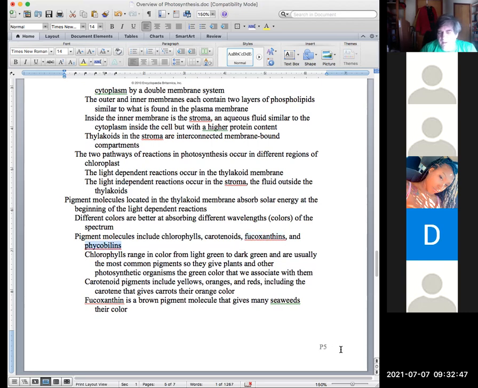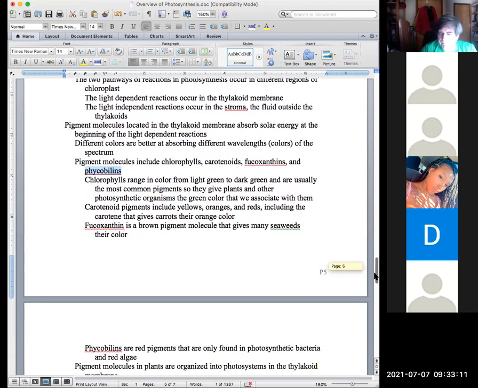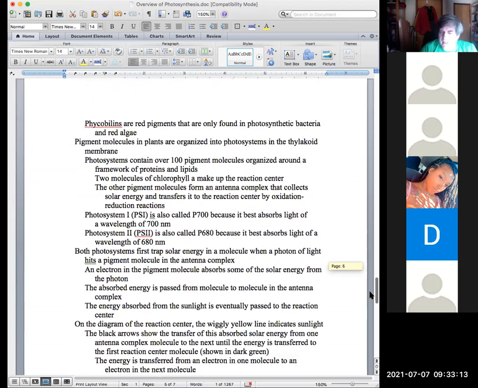And there's another type of pigment called phycobilins, and phycobilins are actually kind of reds like some of the carotenoids, but they're only found in a few types of bacteria that are photosynthetic. So if we had a red color in a plant, it would be from a carotenoid. If we had it in a bacteria, it would be from a phycobilin. So slight difference.